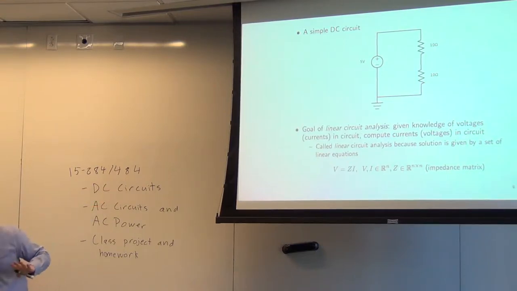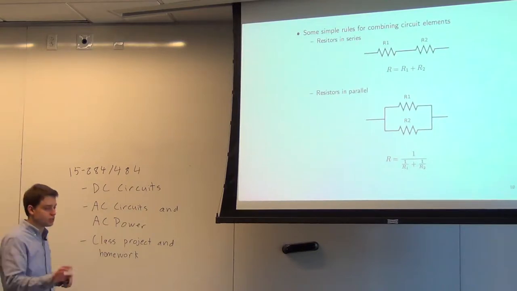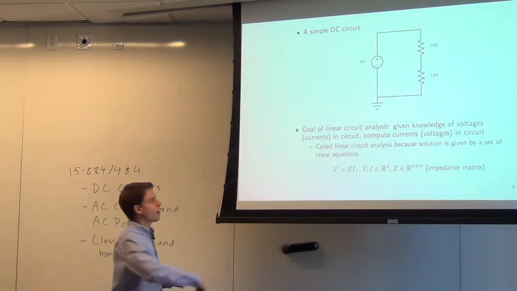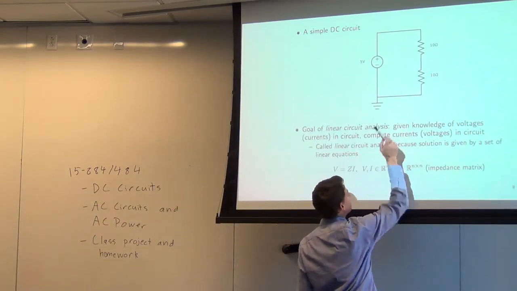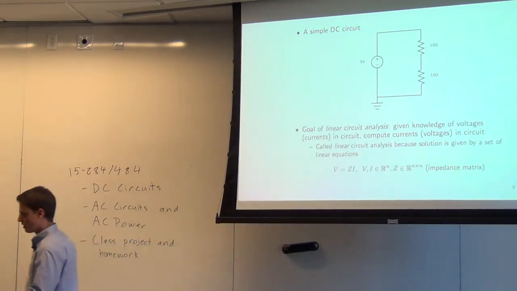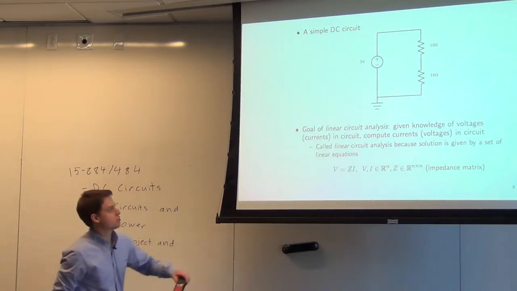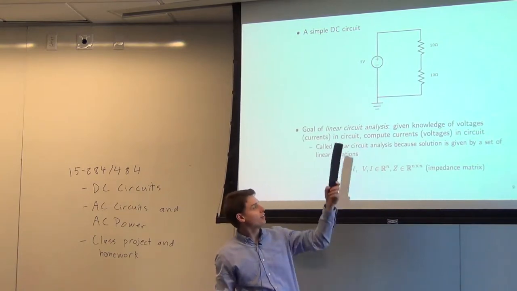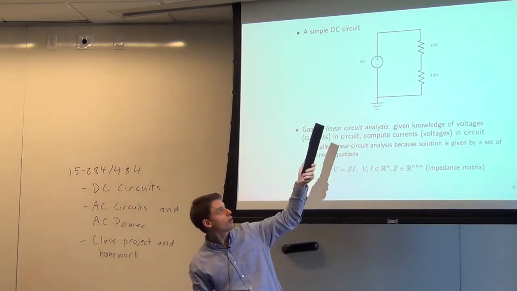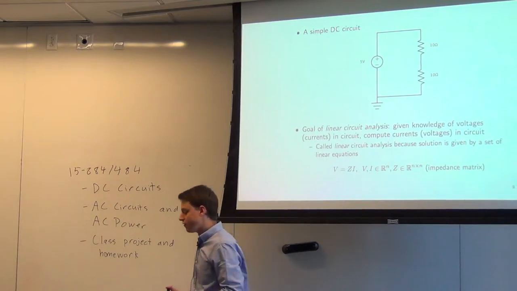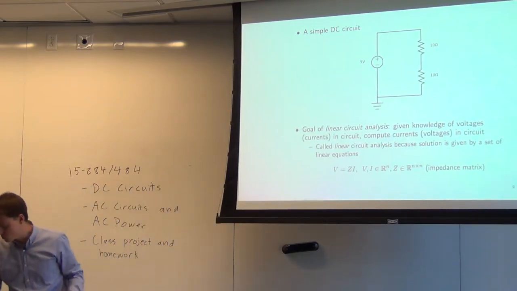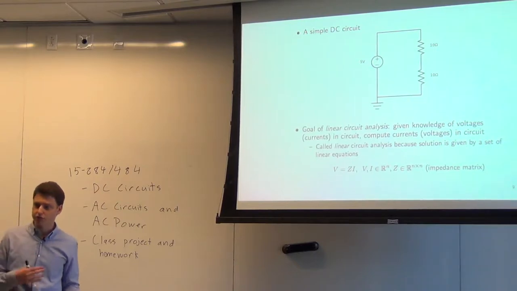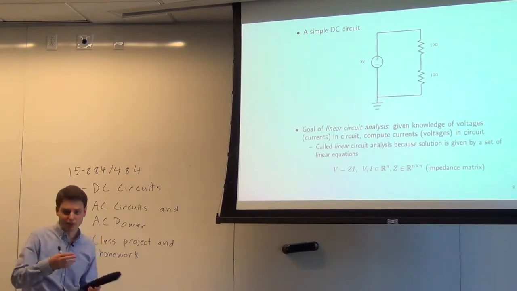Okay, so this is a broad statement of what linear circuit analysis is, but in the context of DC circuits, let's talk now about some simple rules for resistors. I showed a circuit diagram here before, and one question you might want to ask is, given the setup, what is the current flowing through that wire? For simple things like this, there are some very easy rules that you are probably familiar with that tell you how resistors combine when you place them in different configurations.